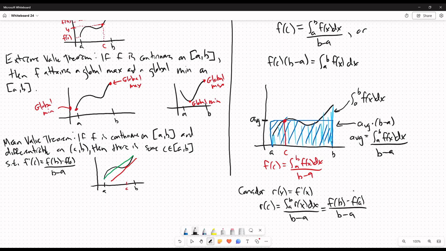And what more do we know? Well, we said that r is equal to the derivative of f. So if we replace r of c with f prime of c, we get that f prime of c equals f of b minus f of a over b minus a, which is exactly the equality that we get in the mean value theorem for derivatives. So we see that these are actually pretty closely linked together. So that is the mean value theorem for integrals.